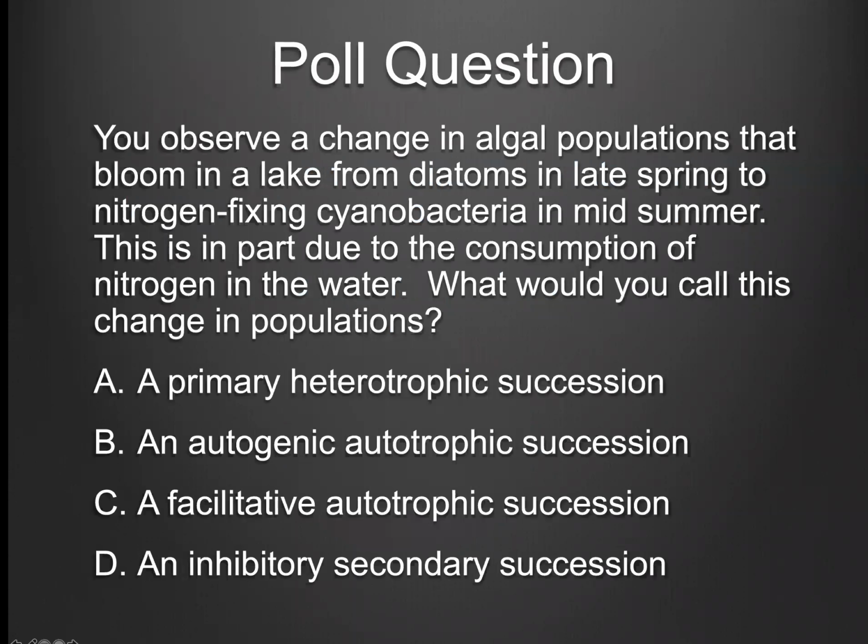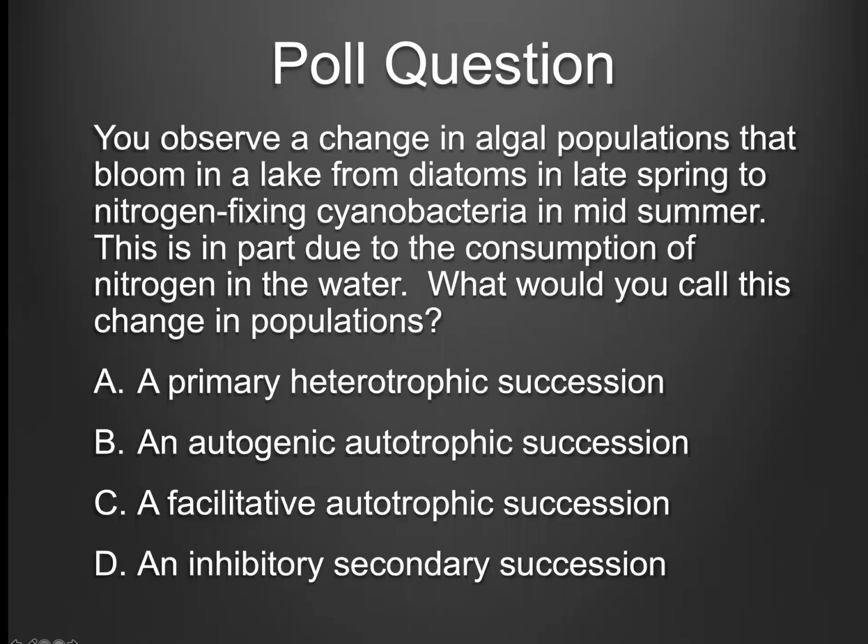All right. So let's have another poll question. So you observe a change in algal populations blooming in a lake. So in late spring, we have a diatom, right? Remember those with the glass frustules? We saw pictures of those earlier this semester. Eukaryotic algae in late spring. But then by midsummer, they've been replaced by nitrogen-fixing cyanobacteria. Key to this is diatoms do not fix nitrogen, okay?